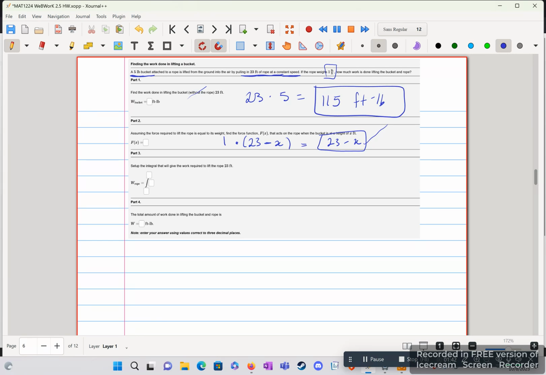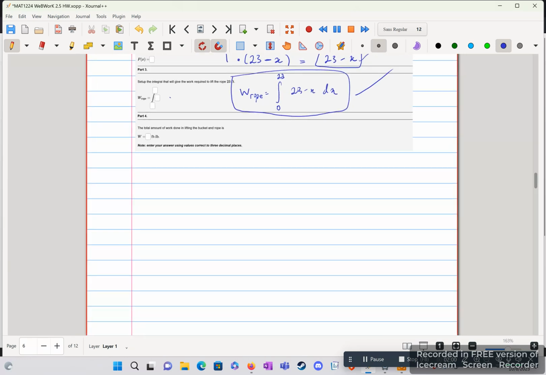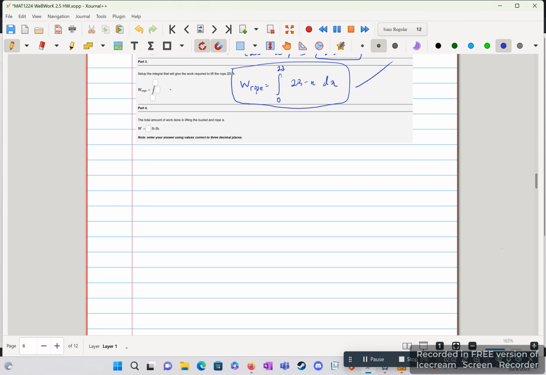Now we have our f of x, we can plug that into our integral, which is W rope equal to the integral from 0 to 23, because that's how high it goes, of 23 minus x dx. And that is our answer to part 3. Now we just need to integrate this. So let's rewrite it: the integral from 0 to 23 of 23 minus x dx.